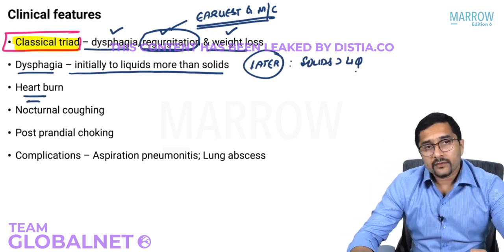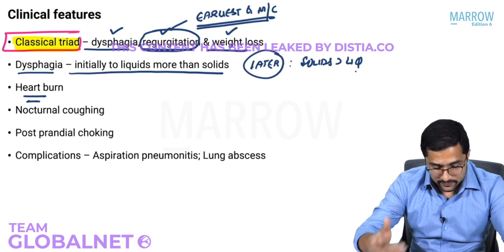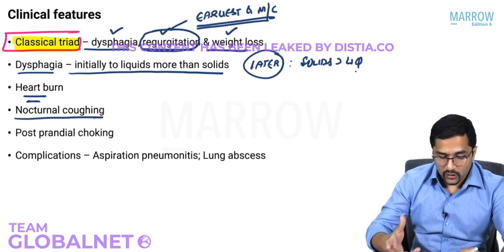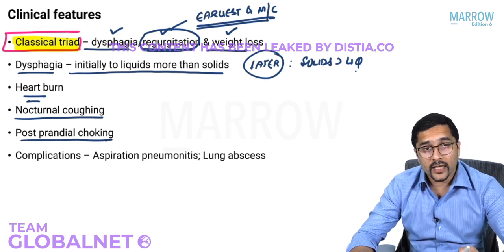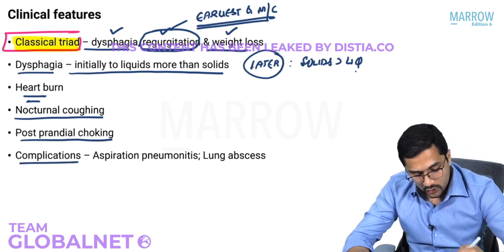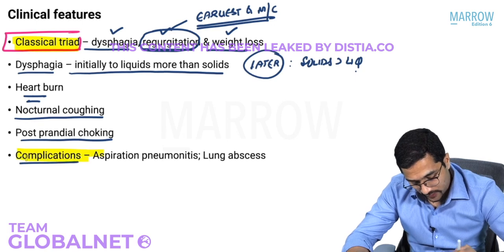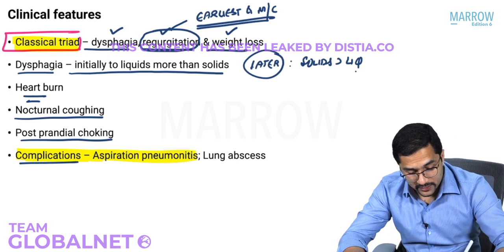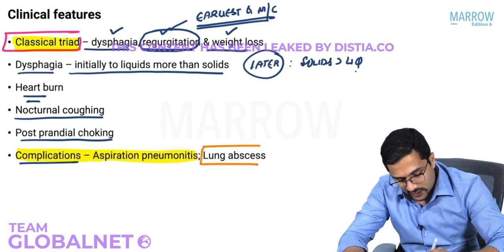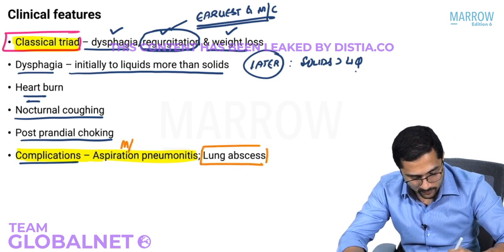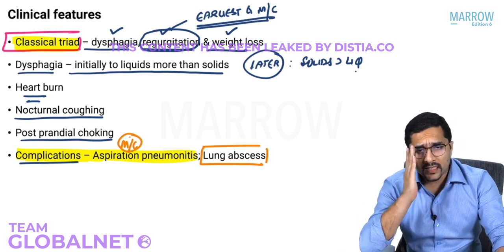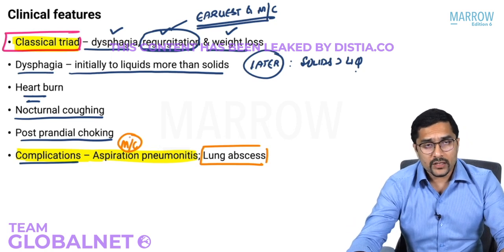Heartburn can occur. We've already discussed what heartburn is. Because of this regurgitation, there can be nocturnal coughing, postprandial choking can be there. And again, the most common complication, like in Zenker's diverticulum, is aspiration pneumonitis. Also, lung abscess formation can be seen, but the most common complication is aspiration pneumonitis. So these are the clinical features with which patients are going to present.